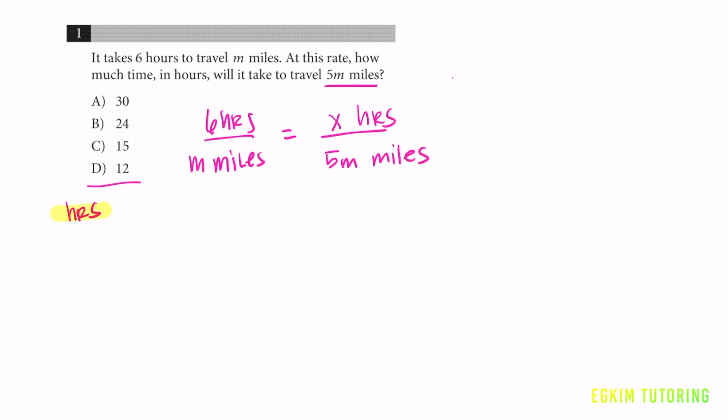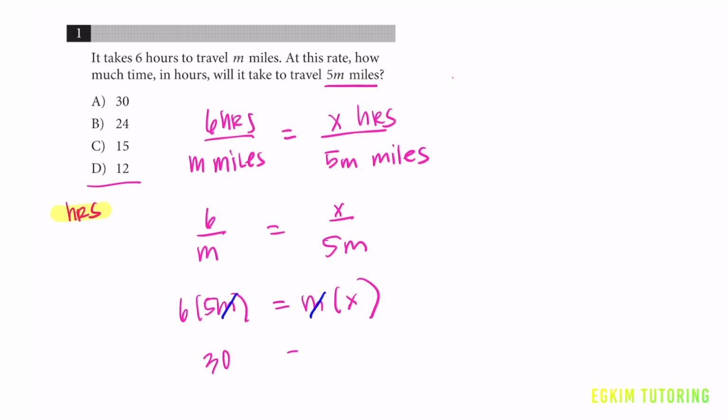Then you would cross multiply, but before we cross multiply, it's easier to do it without all the units. So I'm just going to rewrite this as 6 over m is equal to x over 5m. You don't have to worry about the units because everything will cancel out except for the unit that you're actually looking for. Now that we have this, let's cross multiply. The first side would be 6 times 5m is equal to m times x. And if you notice, the m's cancel out, and then you end up with 30 is equal to x.